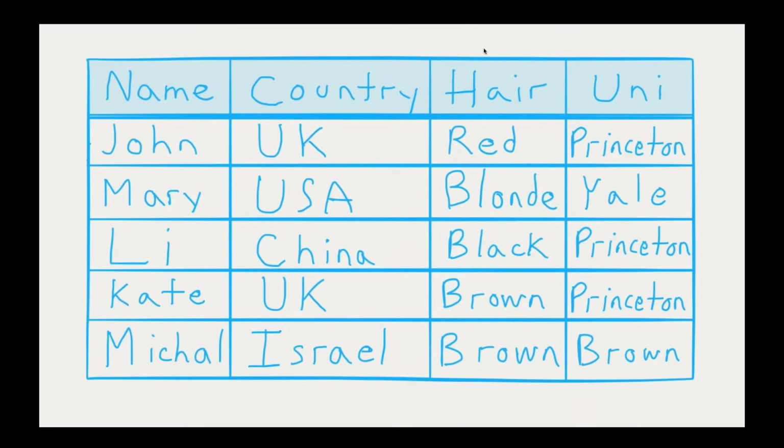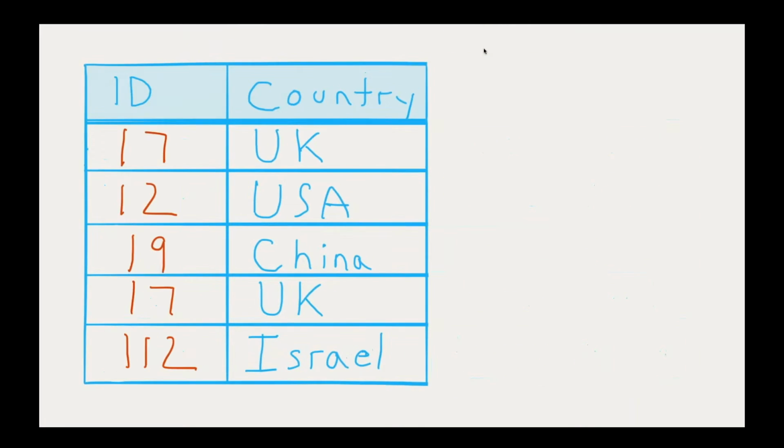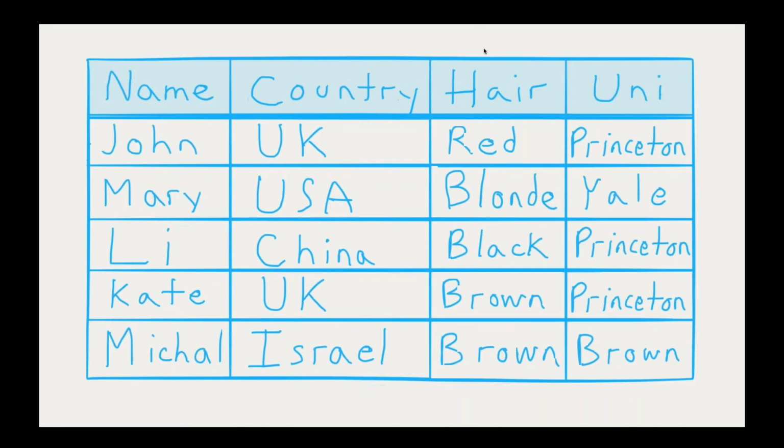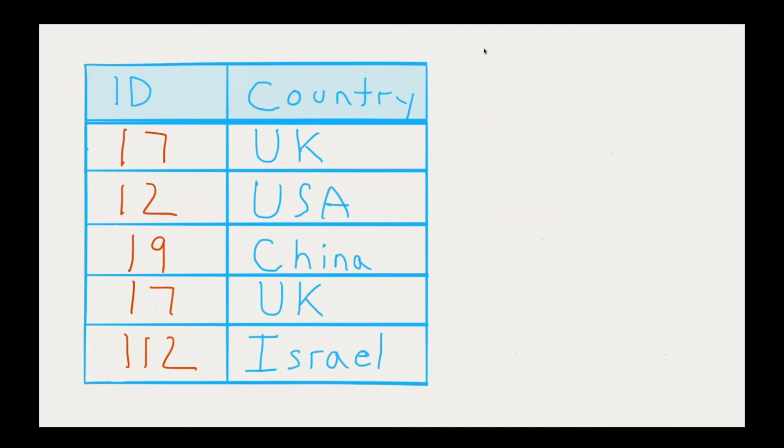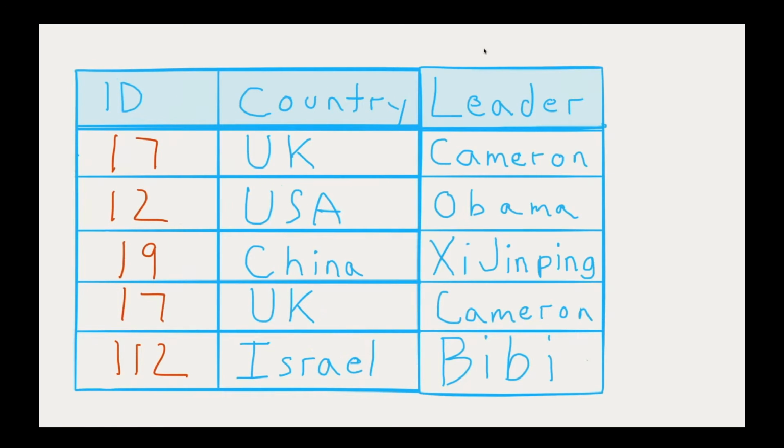So we might start out modeling all of this data in a single table, but really we see that we're duplicating some information here. We're duplicating country. So what we might do is extract country out into its own table, assign it a primary key to represent each country, and then that allows us to add additional attributes for the country, so we can store the leader of the country in that table.